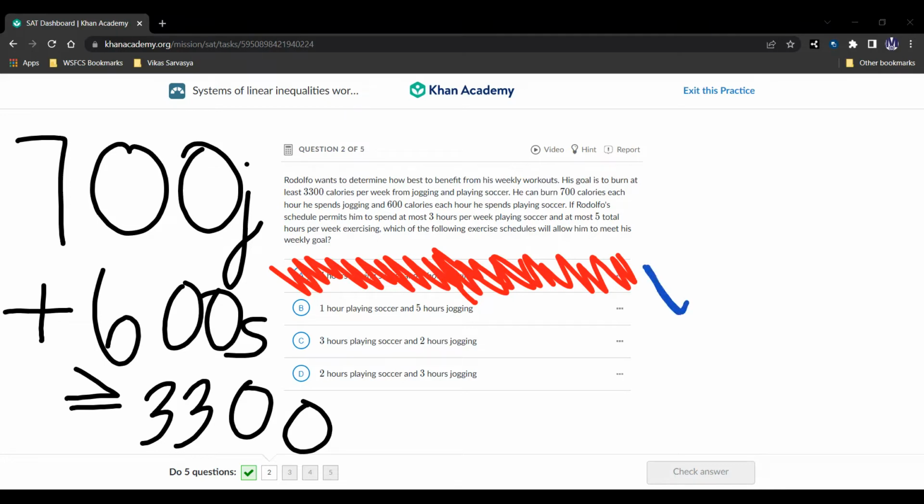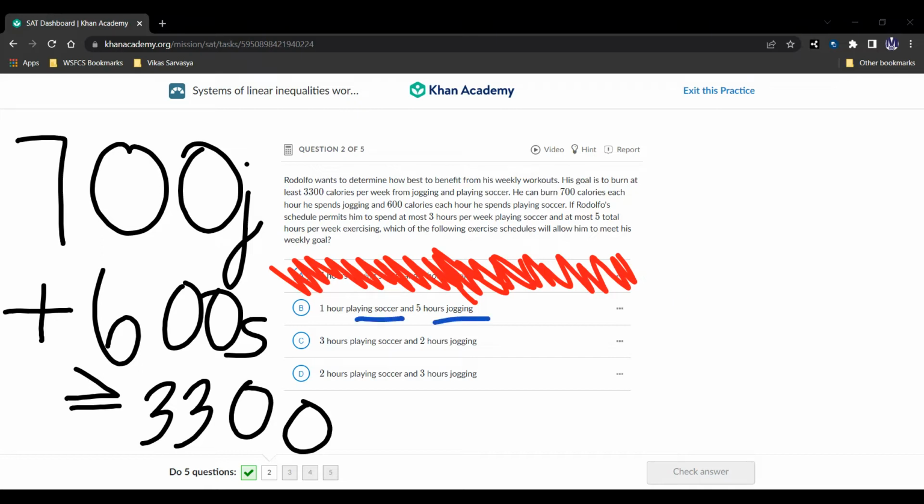The second one, we have 3 hours playing soccer, 2 hours jogging. That's going to be 2,100 plus 1,200, which is going to be 3,300, which also seems to work. Third one has 2 hours playing soccer and 3 hours jogging. So actually, let's try, I switched it up.